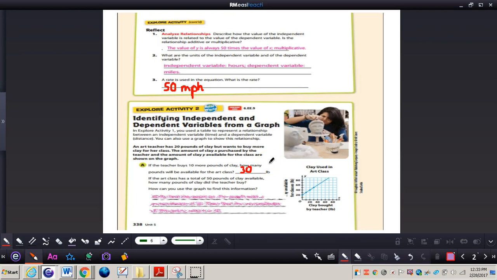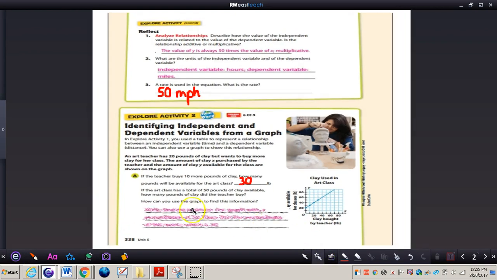If the art class has a total of 50 pounds of clay available, how many pounds of clay did the teacher buy? And then how can you use the graph to find this information? We know that if the art class has a total of 50 pounds, we can see within our graph, how much did the art teacher buy? The art teacher bought a total of 30 pounds.